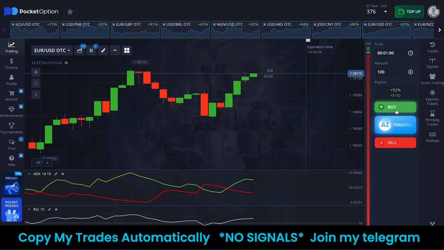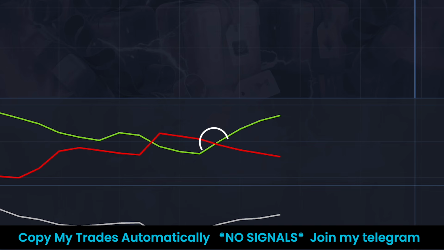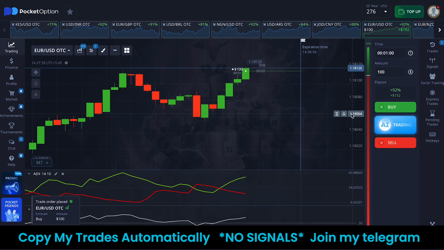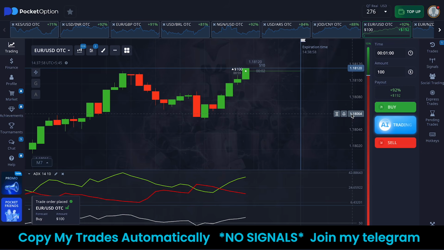Okay, here I found a similar type of pattern but completely opposite, so that's why I have bought here. The reason I have bought is, as you can see, the green and red lines are intersecting each other and the green line is above the red line. Previously the red line was above, but now the green line is above, which indicates that the market will go up. And if you look at the RSI line, it's above 50 and it's on incline, so both of these indicators are showing me that the market will go up, so that's why I have bought here. So let's see what will happen.